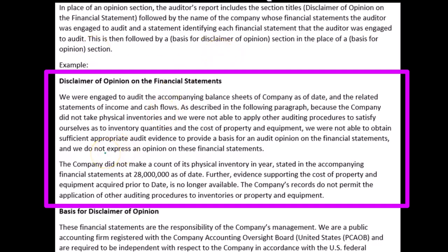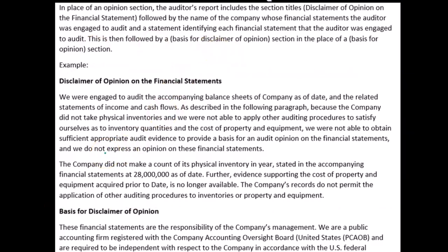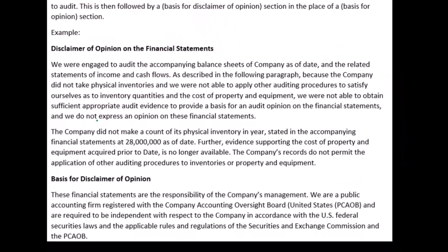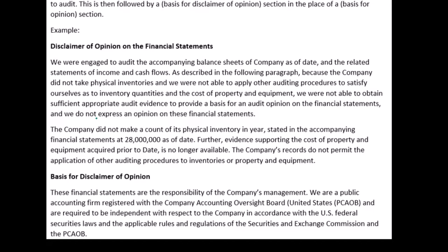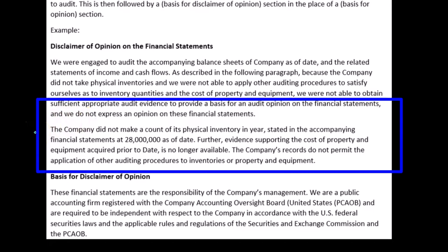So notice we're basically saying, we were engaged, we have this problem that happened, and we're not able to give an opinion on the financial statements because of it. The company did not make a count of physical inventory in the year, stated in the accompanying financial statements at $28 million as of the date. Further, evidence supporting the cost of property and equipment acquired prior to the date is no longer available. The company's records do not permit the application of other auditing procedures to inventories or property, plant, and equipment.